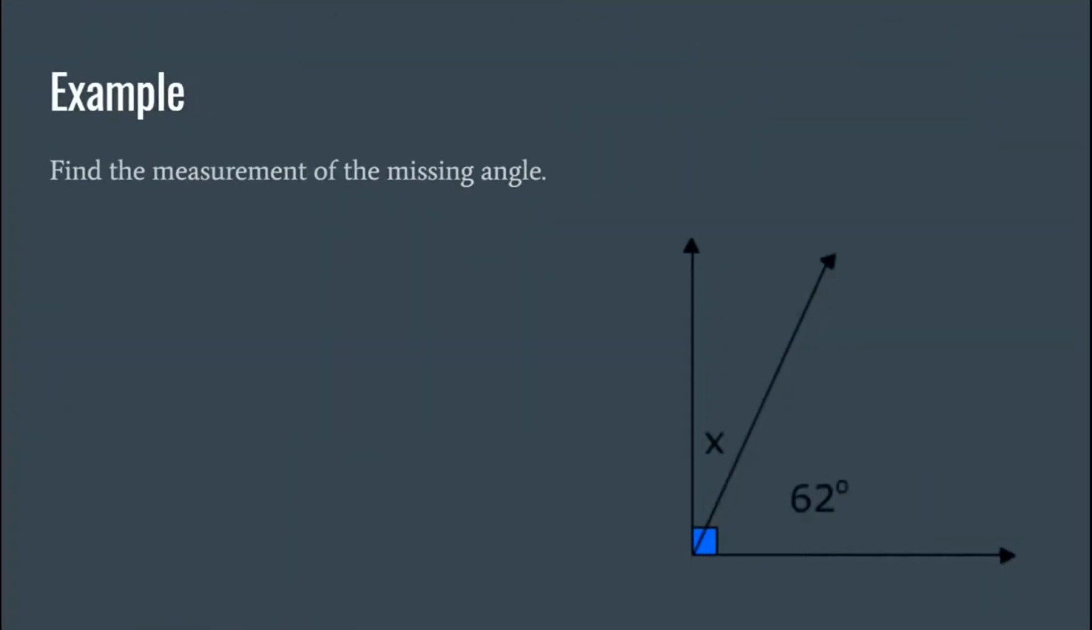So here's an example. Let's go through it. Find the measurement of the missing angle. So we got two angles. According to this right here, this tells us this is a right angle, so these two form complementary angles. So to find the missing angle measure, all you need really to do is subtract 62 degrees from 90 degrees. That's really all there is to it. Okay, so that's your basic problem.